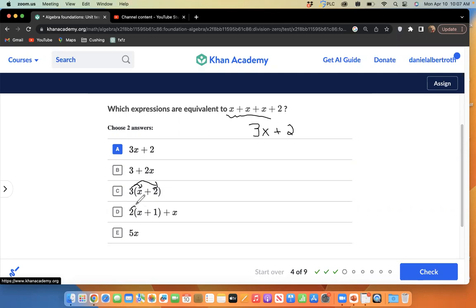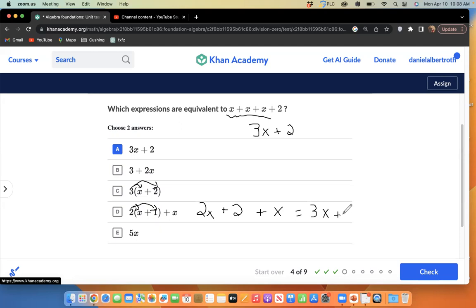D is giving us 2 times x plus 1, plus x. Actually, I don't know why I drew that line there. Let's say that one more time. 2 times x is 2x. 2 times 1 is 2, plus x. So this gives us 2x plus x, which is 3x.